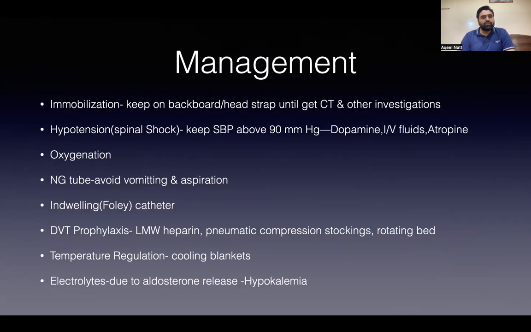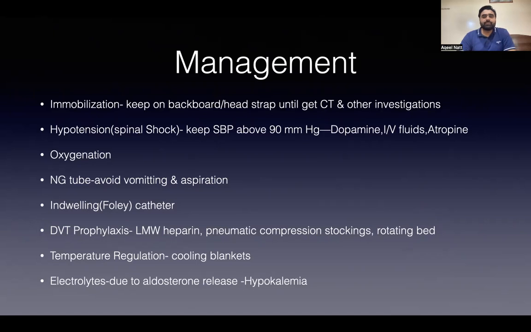You go for treating the hypotension. As we have discussed earlier, give the patient oxygen. You put the NG tube. If there is a risk of vomiting or aspiration, you go for Foley's. DVT prophylaxis is started with the help of pneumatic compression stockings, low molecular weight heparin, or rotating beds. You give the patient cooling blankets to avoid hypothermia. Electrolyte imbalance is checked.